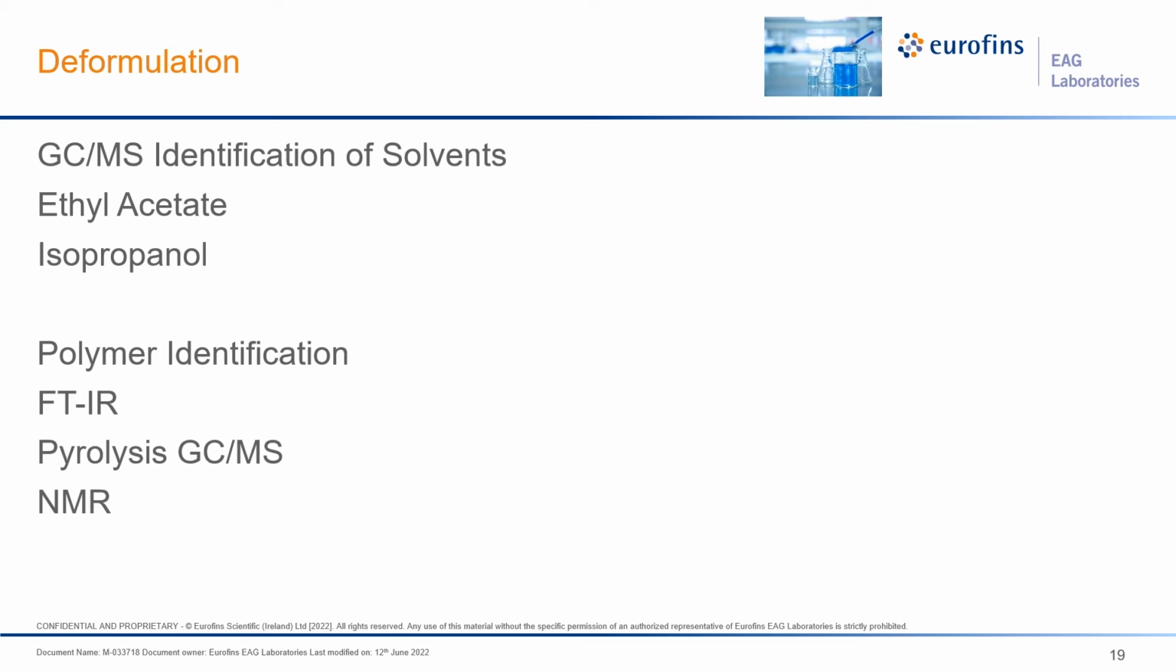As can be seen on your screen here, the GCMS identified several different solvents as being present in this adhesive, one being ethyl acetate and one being isopropanol. The next steps that were taken was polymer identification. Again, we previously discussed this in the selection and also in the failure. Identify the polymer that is there. Make sure you know what you have. So for this, I'm just going to briefly discuss FTIR, pyrolysis GCMS, and NMR.